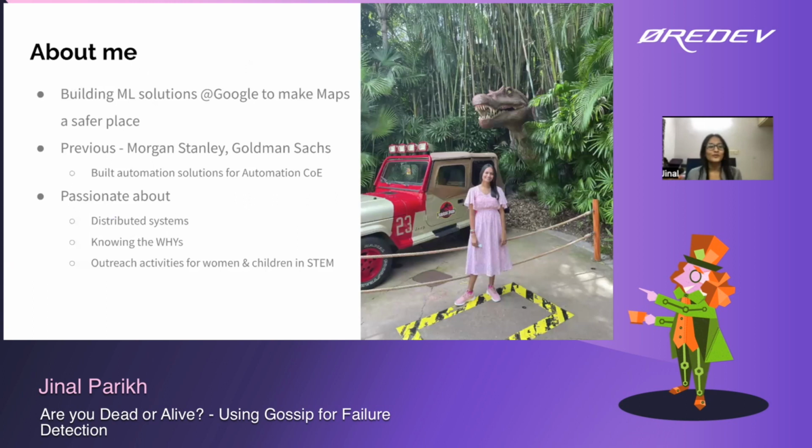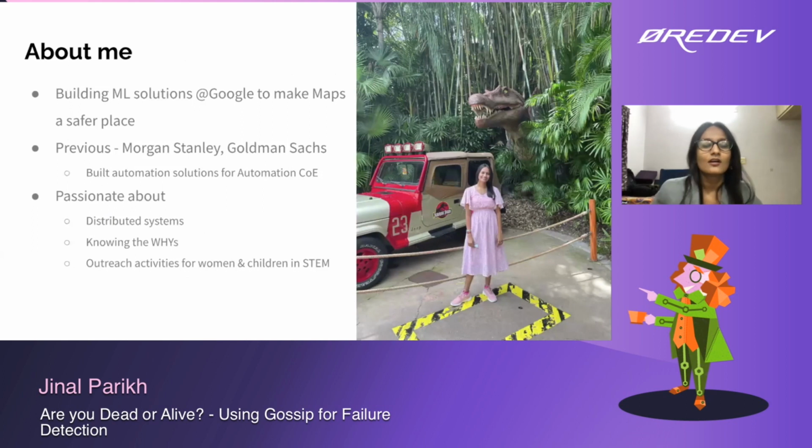I'm really missing Malmo. So, about me, I work in Google Maps. Currently, I'm building ML solutions to make maps a safer place. Basically, I work in fraud detection. Prior to this, I worked at Morgan Stanley and Goldman Sachs as a backend engineer, where at Goldman Sachs we built end-to-end automation solutions for fairly manual financial processes for the Automation Center of Excellence. I was a backend engineer before, and then I shifted to ML 2 years back when I joined Google. It's been great so far, learning so many new things.